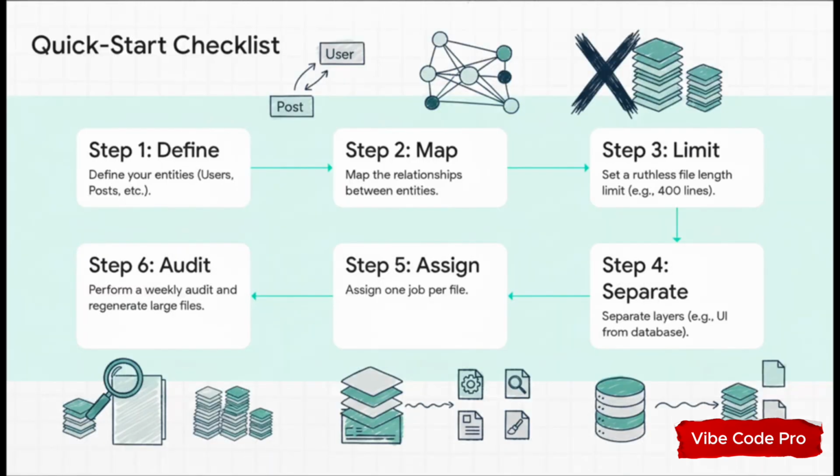But hey, don't panic. It's not hopeless. You can start steering away from that wall today. Here's your quick start checklist. Before you write another line of code, do this. First, define your core concepts, your users, your posts, whatever they are. Map out how they connect. Then, set a ruthless file length limit, something like 400 lines max, and be a tyrant about it. Make sure every file only has one job to do. And finally, once a week, do an audit. Find your biggest, ugliest files and tell the AI to regenerate them with these new rules. Don't try to fix them, replace them.